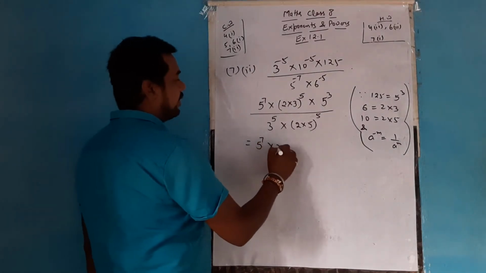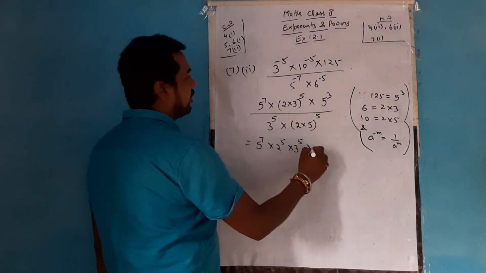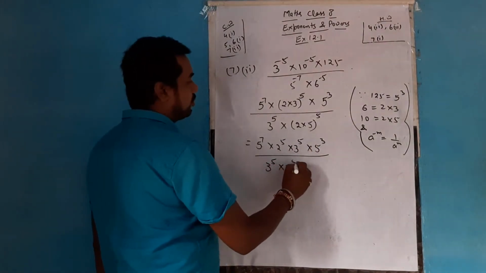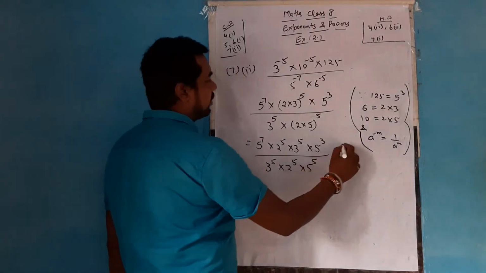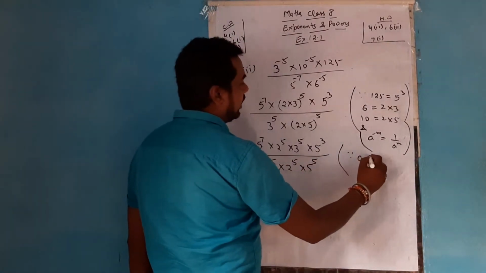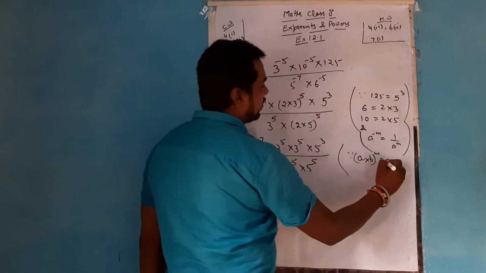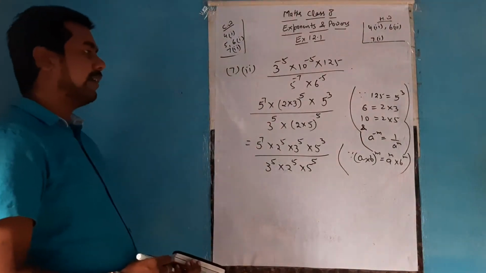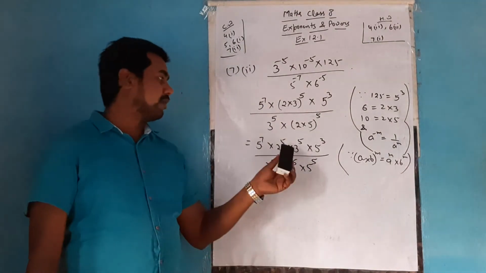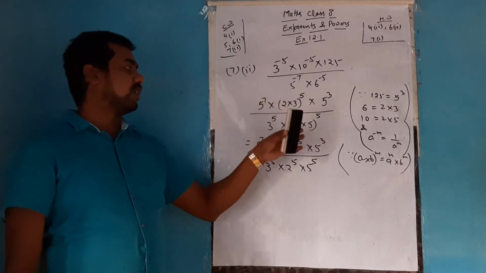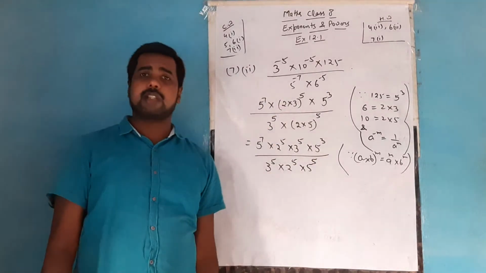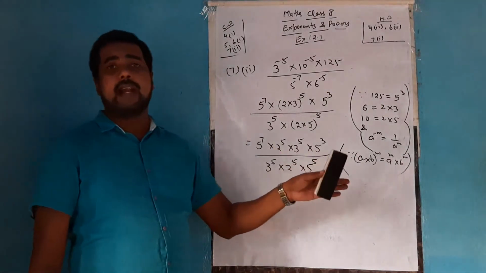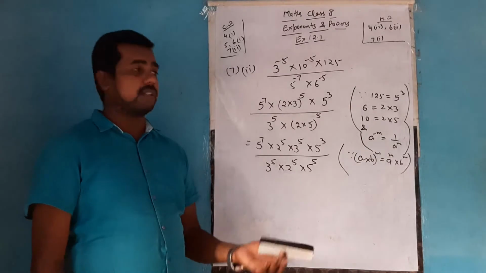So 5 power 7, 2 power 5, 3 power 5, 5 power 3, 3 power 5, 2 power 5, 5 power 5. Since (a into b) power m is a power m into b power m, when the bases are different having the same power, then we distribute the power. We have done it for 2 into 3 and 2 into 5. Now wherever like bases are there in the numerator, you will add, and if the same base is in the denominator, then we'll subtract.